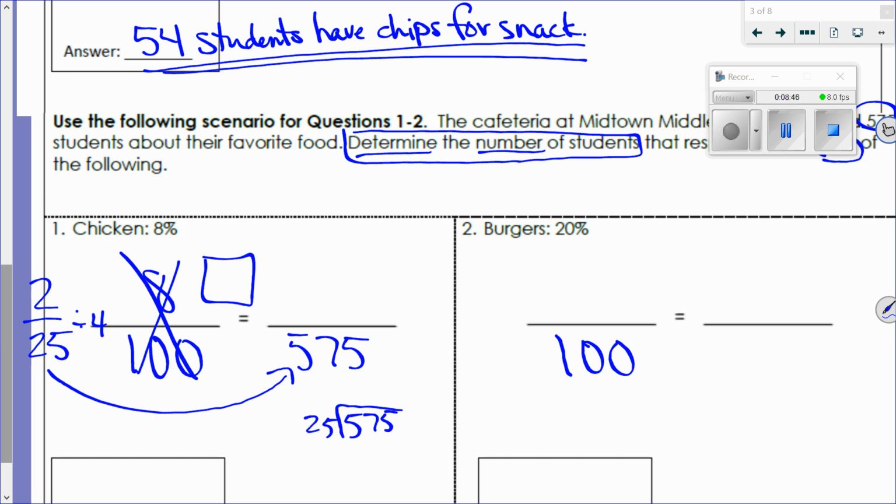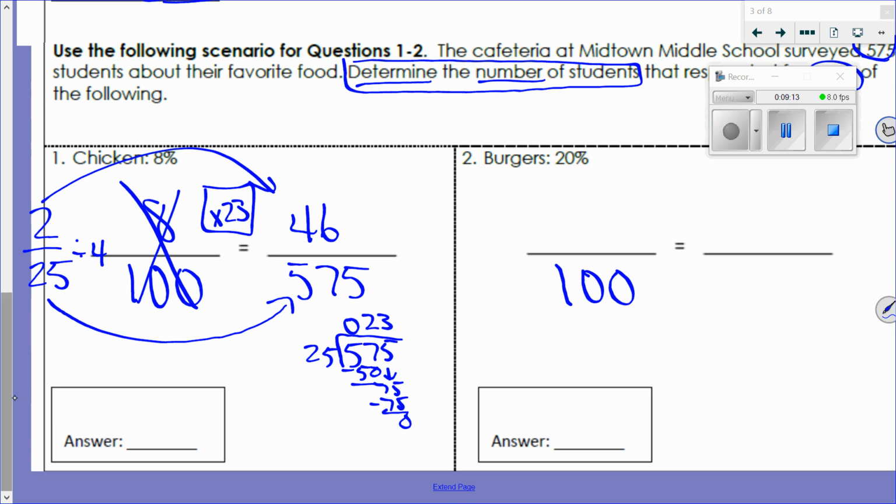So will 25 go into 5? Nope, 57, twice, subtract 50, gets me a 7, still have a 5 to go. 25 goes into 75, 3 times, now I'm at 0. So what did I multiply by to get there? 23. So guess what I do to the 2? Times 23 to give me 46. Am I done? Good, I still have to answer the question. So 46 students prefer chicken.